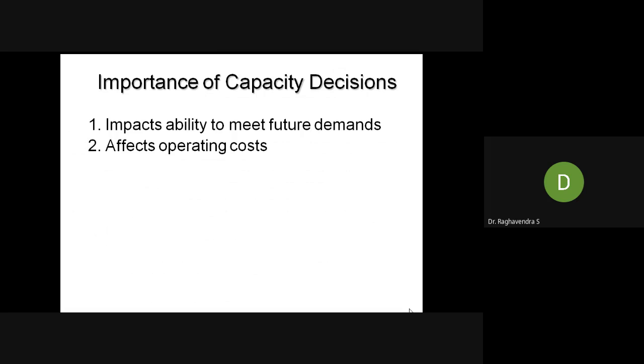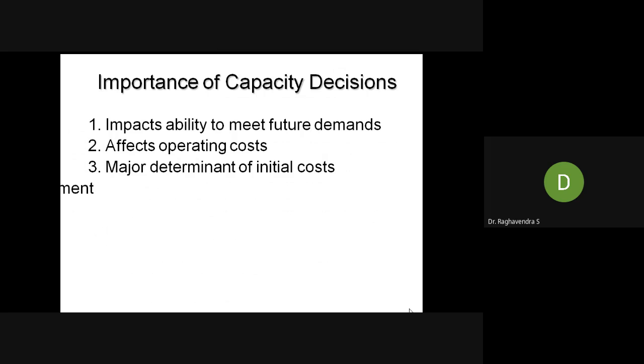Next, it affects operating cost. Whenever you decide, many challenges come into the picture. It may be operating costs, how much you have to fix. If I want to manufacture one bicycle, what is the operating cost for this? All these things are very important. Whenever you make capacity planning, all these points come into the picture. You have to first finalize this, and then you should move on.